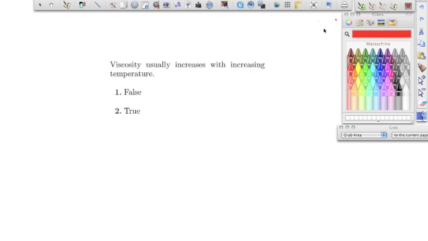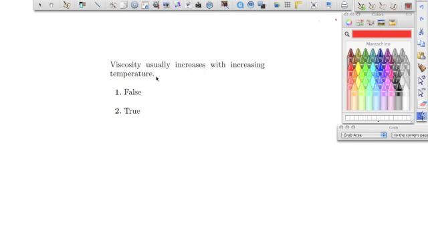Okay, moving on to number 9. It says viscosity usually increases with increasing temperature. Now, the definition of viscosity is the measure of a liquid's resistance to flow. The main example that we usually use for this is molasses or syrup.